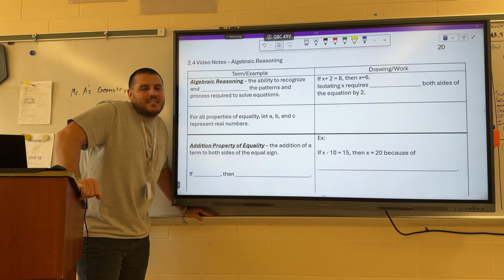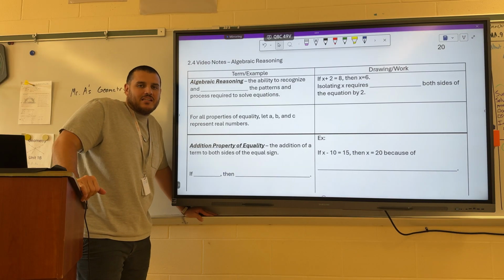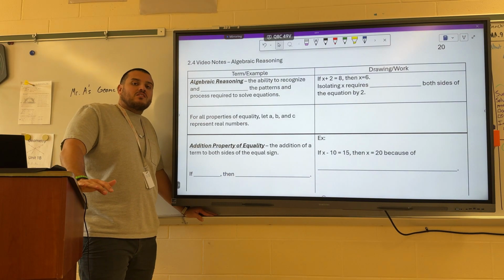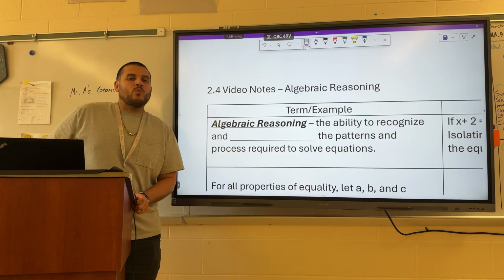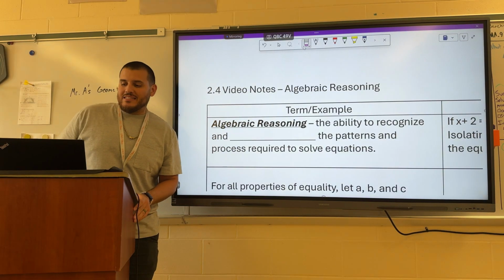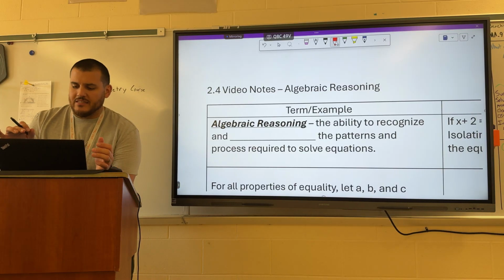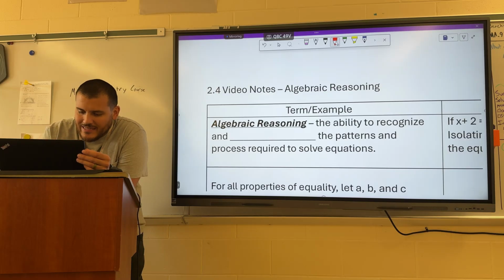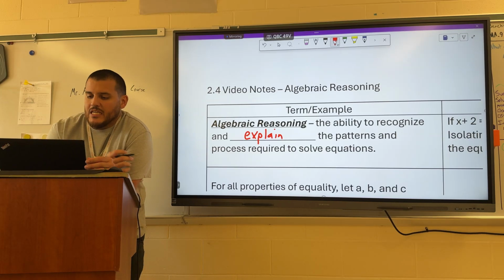Aparicio's geometry course. Today we're going over section 2.4, which is all about algebraic reasoning. We need to make sure that we're able to solve and complete algebra proofs. Let's get into it. We're going to use algebraic reasoning to solve algebra proofs. And algebraic reasoning is just the ability to recognize and to explain or describe the patterns and processes that are required to solve algebra equations.